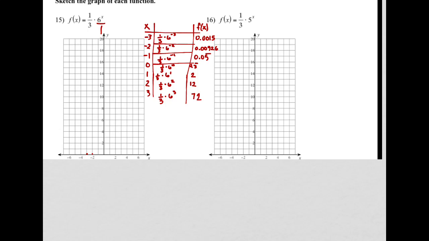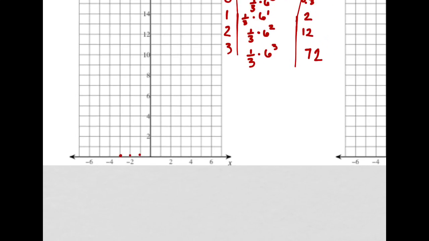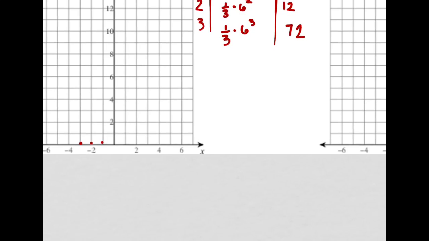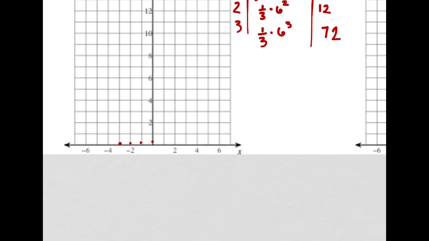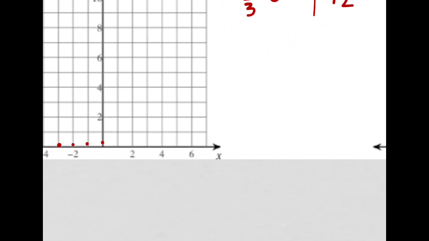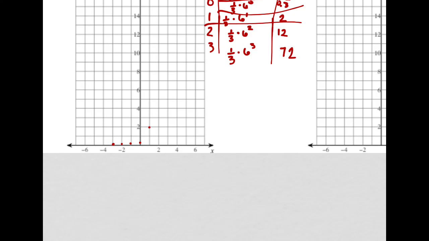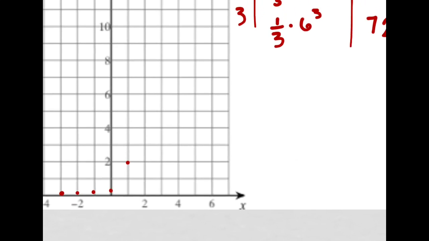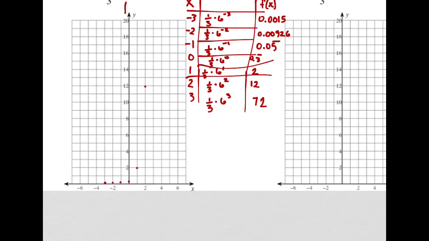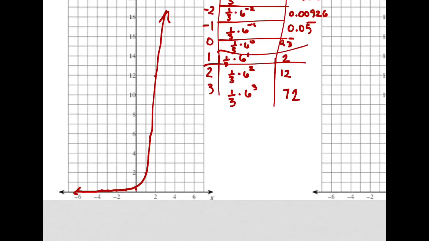And then -1 is 0.05. I'll go up a tiny bit. And then at 0, 0.03, right? Yeah. That's even too much, but I can't do any better. At 1, the y value is 2. Now it goes up. At 2, the value is 12. Ooh, 12. And then, yeah, I can't graph the rest. So then you connect them. And it looks like that.